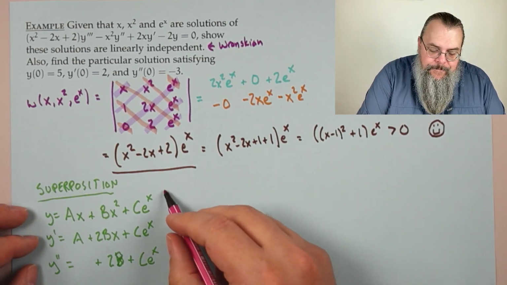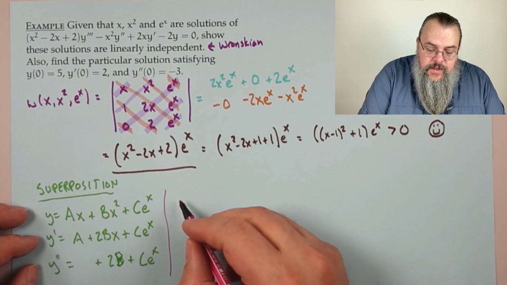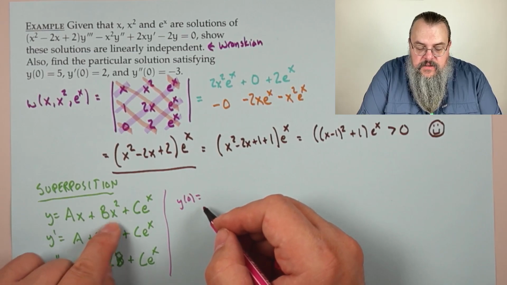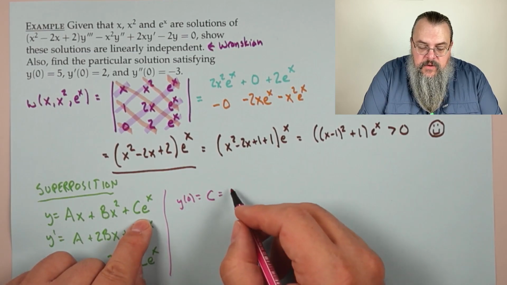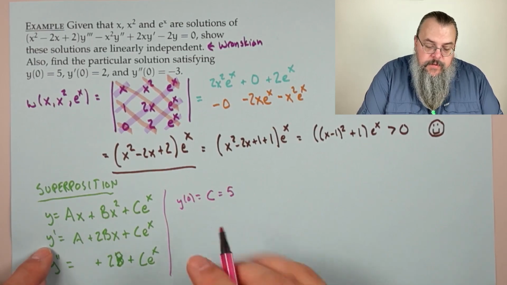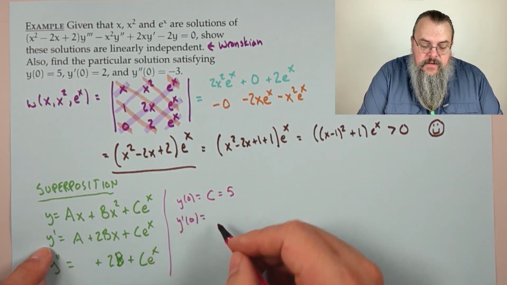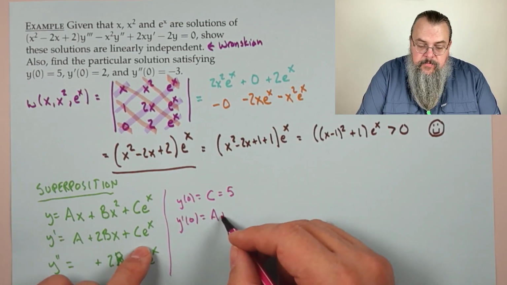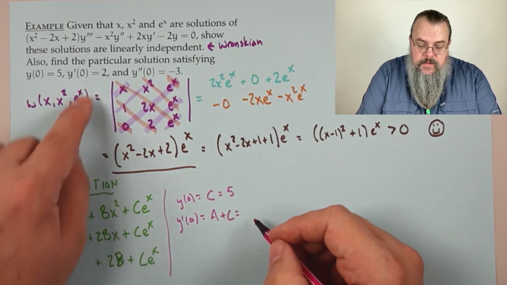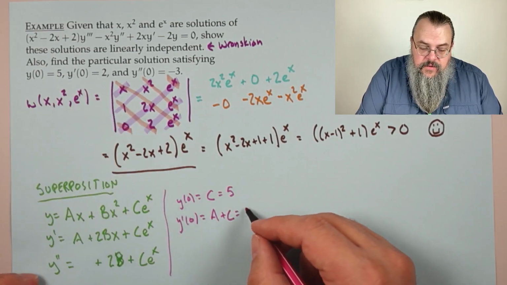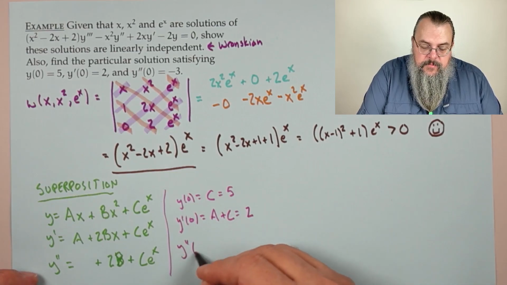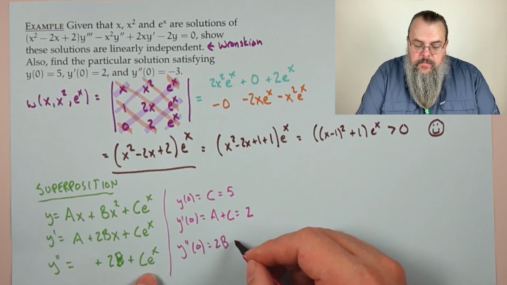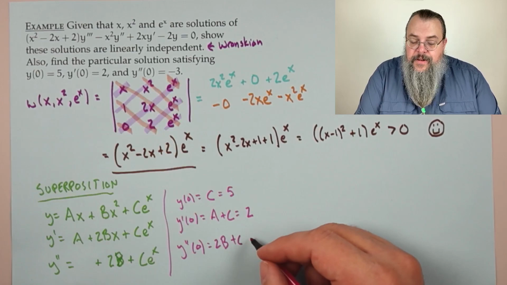All right, now, plug in. We know that y of 0, well, what do you have? 0, 0, c. And that has to equal 5. Y prime of 0, what do we have? Well, we have A, 0, and C. And what does that need to equal? Well, positive 2. Y double prime of 0 is nothing there, 2b plus c. And that has to equal negative 3.